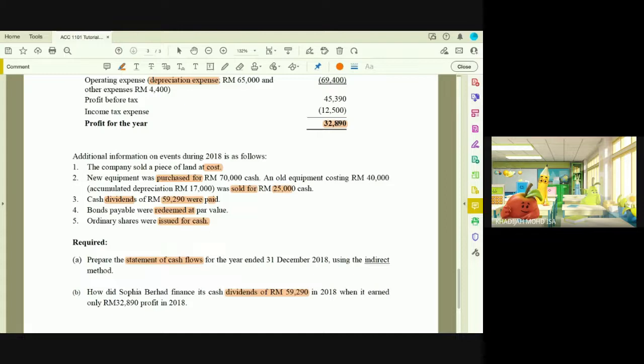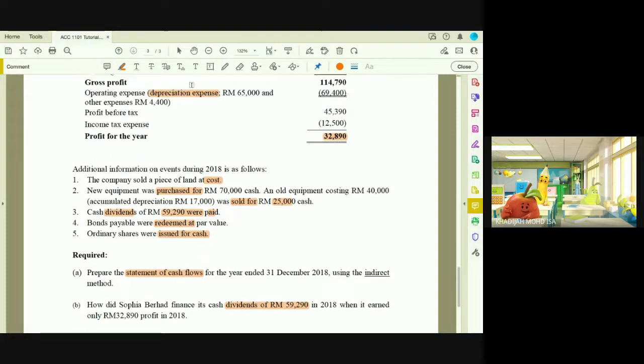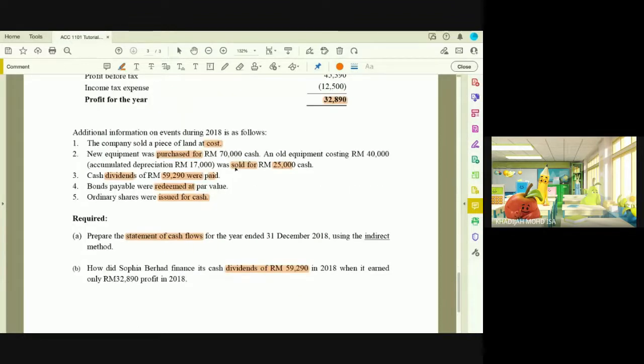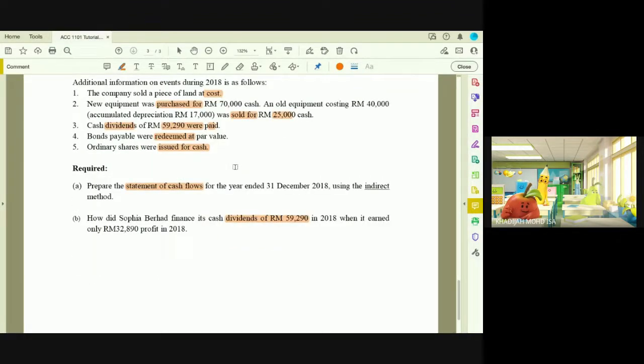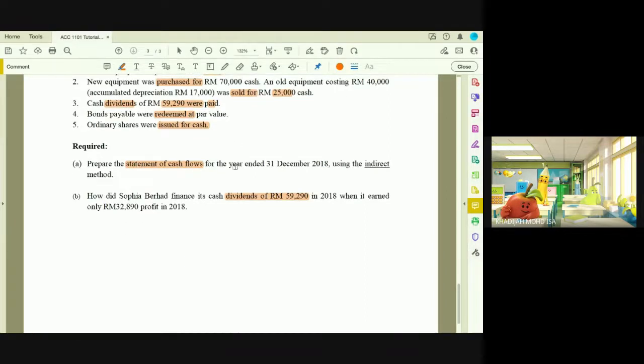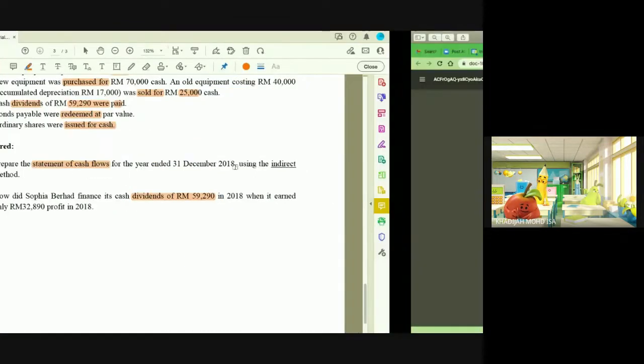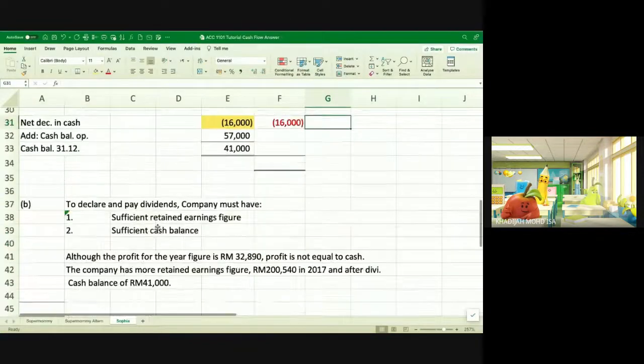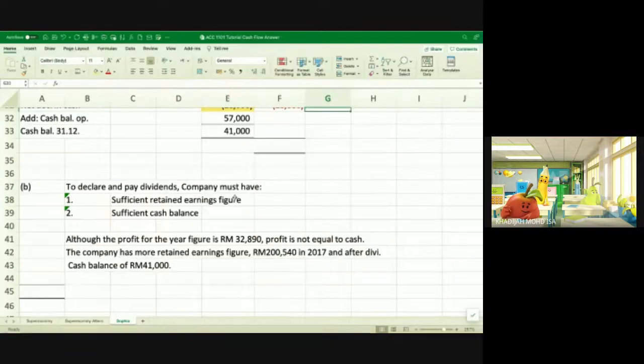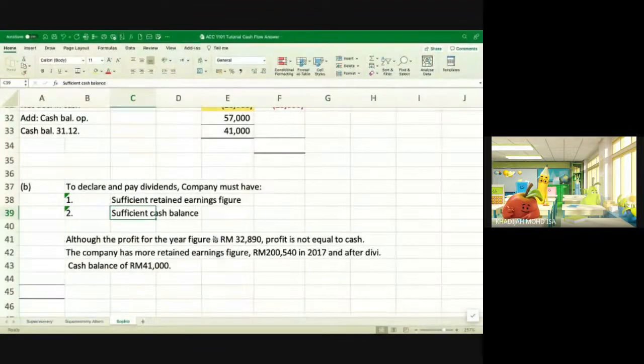But remember that this profit is not all cash, because you do have non-cash expenditure of 65,000. So you pay out from your retained earnings and the issuance of your shares. If you look at the answer here, you must have enough retained earnings and cash balances. Although the profit for the year is 32,000, it's not equal to cash. The company has more retained earnings in 2017 and after dividend a cash balance of 41,000.